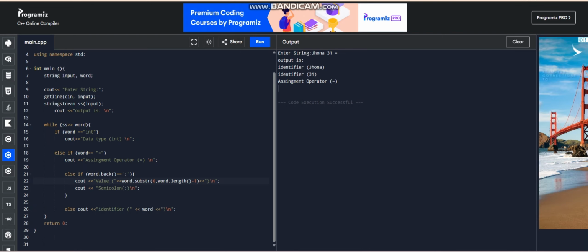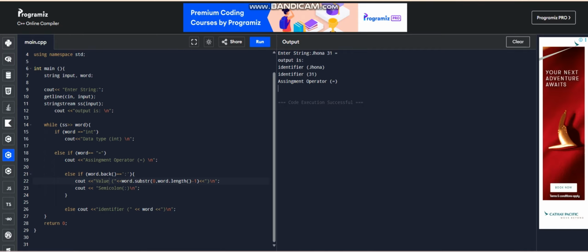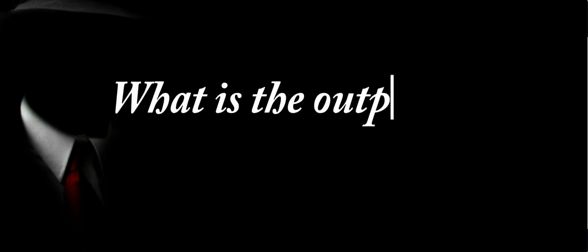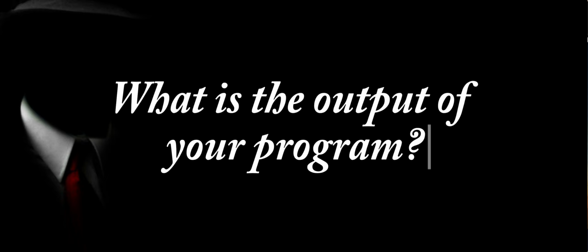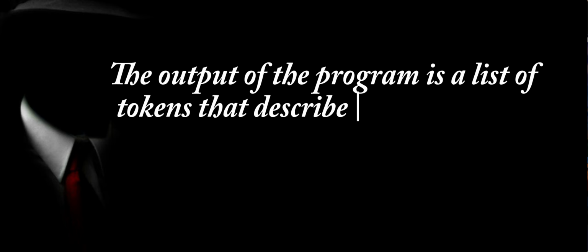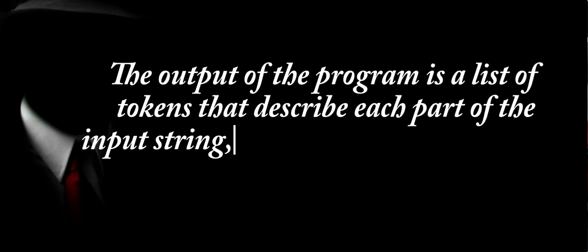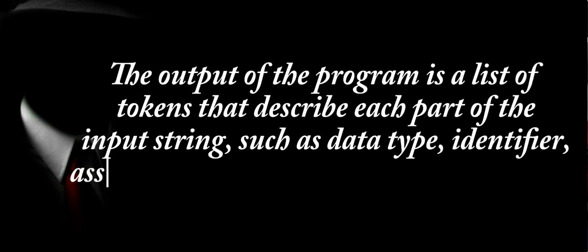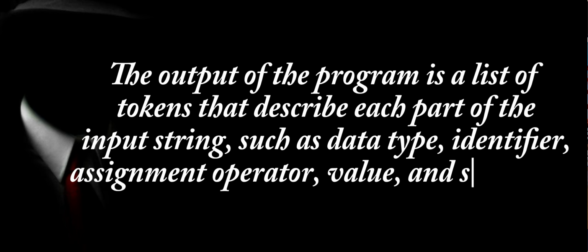In this activity, we have our question. What is the output of your program? So the output of the program is a list of tokens that describe each part of the input string, such as data type, identifier, assignment operator, value, and semicolon.